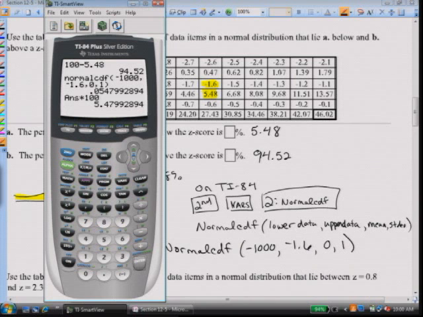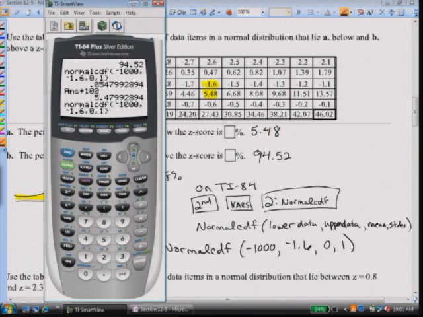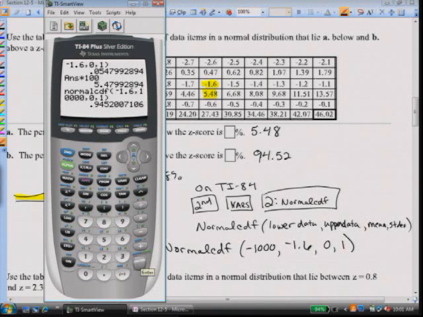Okay, and then it turns out if you wanted to get the other side of it, if you wanted to get the area from negative 1.6 to positive infinity or really big numbers, you don't have to do 100 minus. You could actually call that same normalcdf command up again, and your lower limit would be the negative 1.6, and your upper limit would be like 1,000 or 10,000, whatever you want. And then that's how you'll get the 94.52. But you could also do 1 minus. So just something interesting on your calculator.